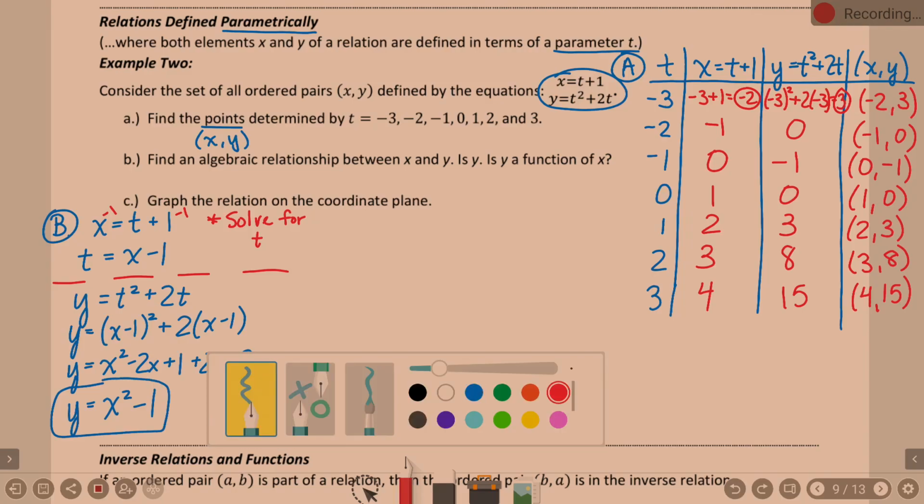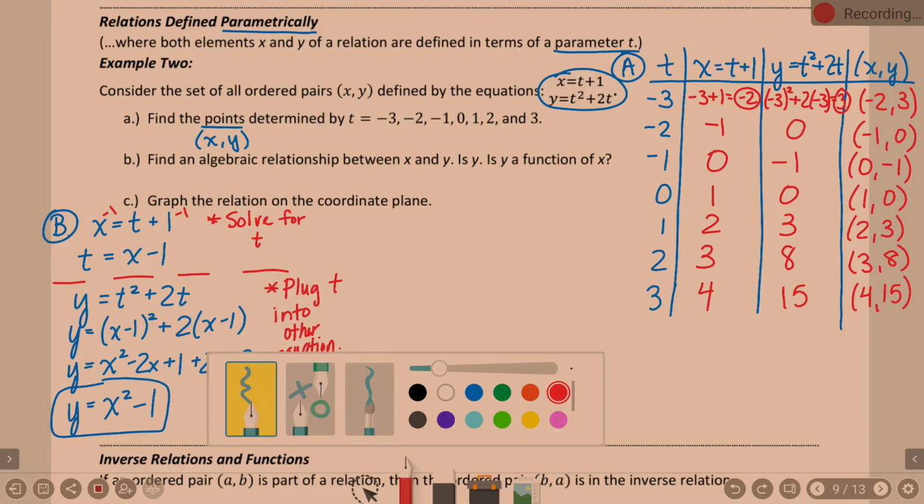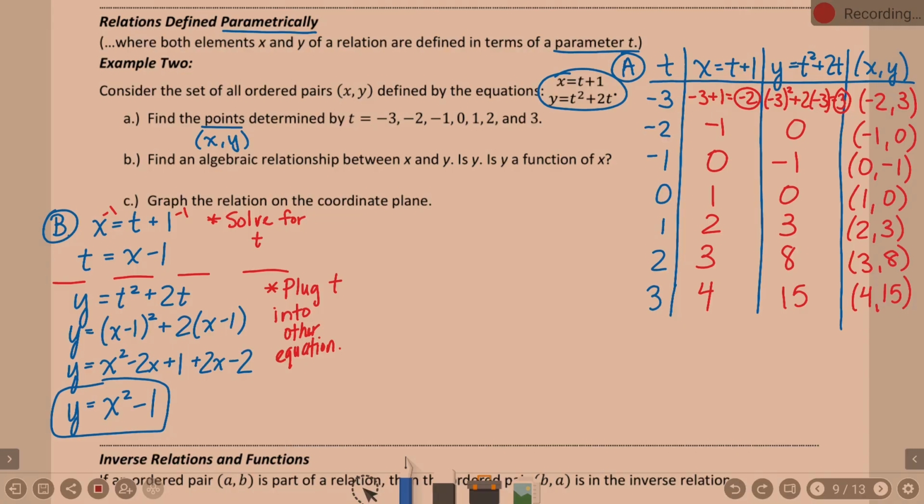Okay. I need to write down what step I did in order to get this: we plug t into the other equation. We picked the x equation to solve for t because it was easiest. Make life easy on yourself. Pick the one that's easiest. It'll work either way, technically. It's substitution. Pick the one that's easiest.